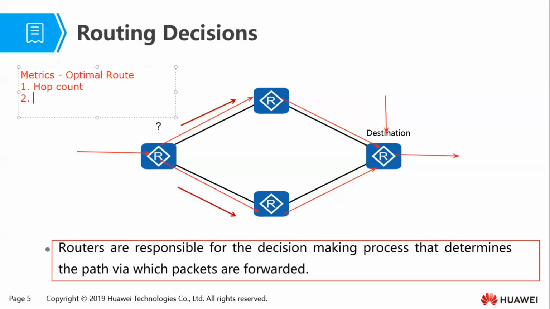Then we have others like OSPF and ISIS, which I'm going to talk about in the coming topics. These ones use the link state, and in particular the bandwidth.